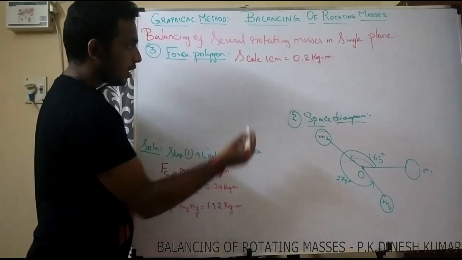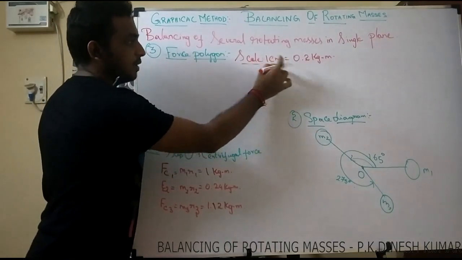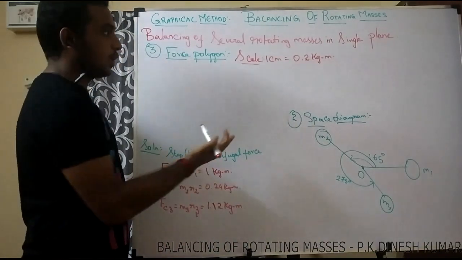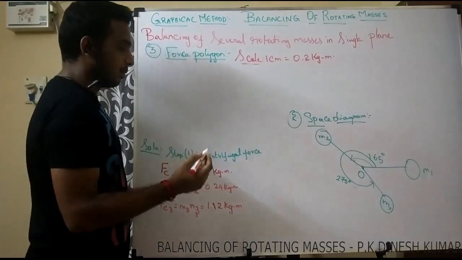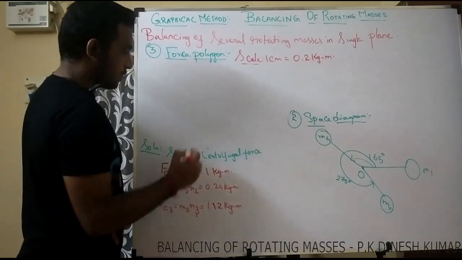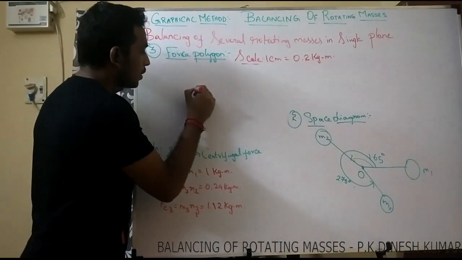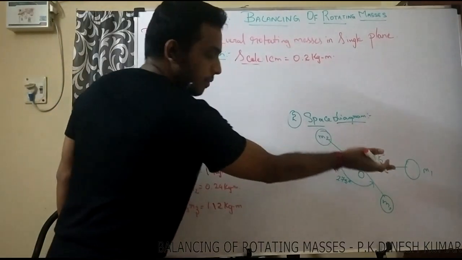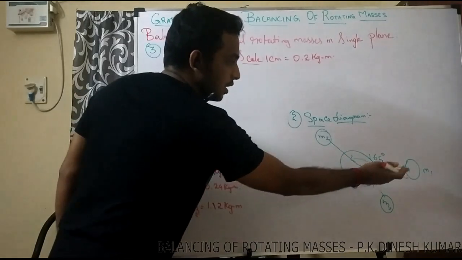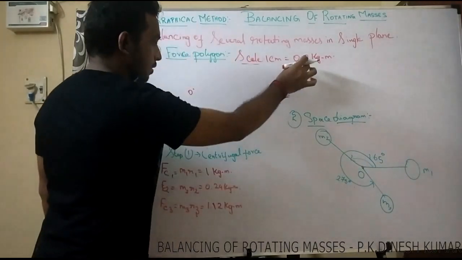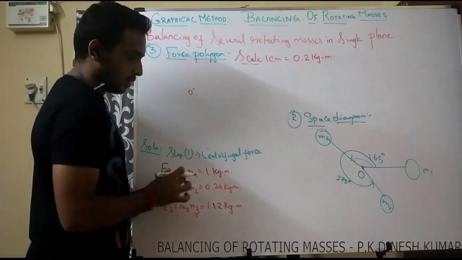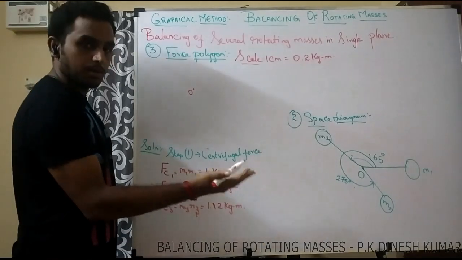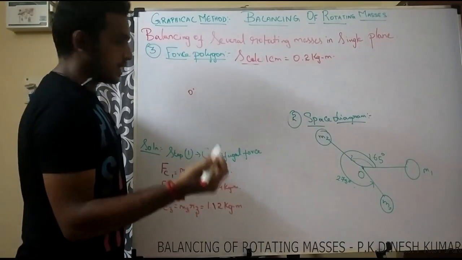With respect to that, I am going to take my scale as 1 centimeter equal to 0.2 kg meter, such that when I divide 1 kg meter by 0.2, I will get the value in terms of centimeters. I am going to first consider my FC1. So I am going to take O. With respect to the reference space diagram, I am going to draw a parallel line. O is here and M1 is over here. The value possessed by the force vector FC1, divided by the scale value, 1 divided by 0.2, I think we will get as 5 centimeter.